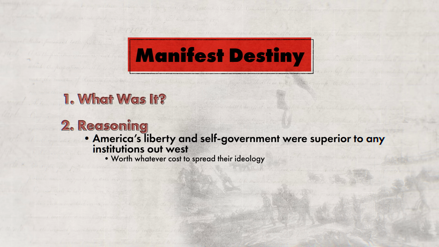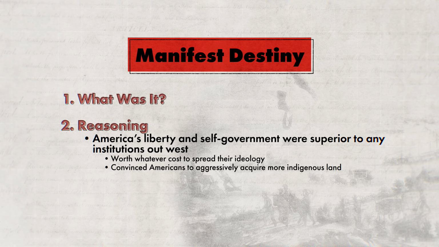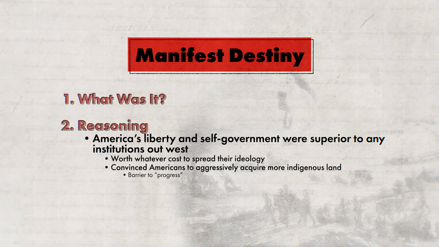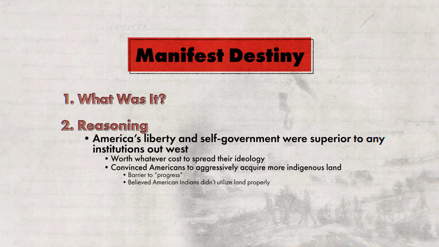And Americans were increasingly convinced that it was necessary to aggressively acquire more indigenous land because they were seen as a barrier to progress. Not to mention, many Americans believed that American Indians didn't use their land in the proper manner to begin with. And so ultimately, with that kind of thinking, American expansion west would be kind of like a favor to the backwards people who were already living there.